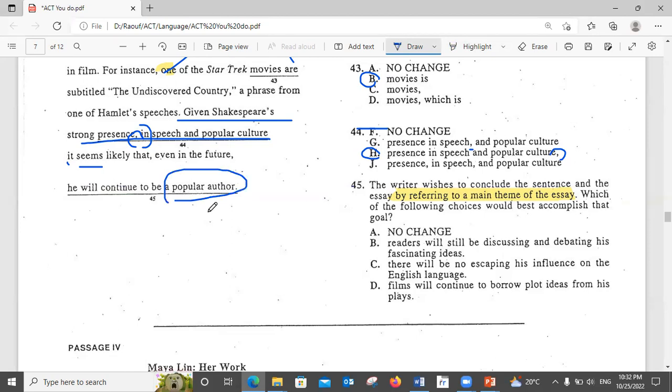Being a popular author is not the focus of the essay, guys. Is not the focus of the essay. Hannah is the first, or actually the second one to get it right. Very good, Hannah. So there will be no escaping his influence on the English language. That's exactly and very straightforwardly the topic of the essay.